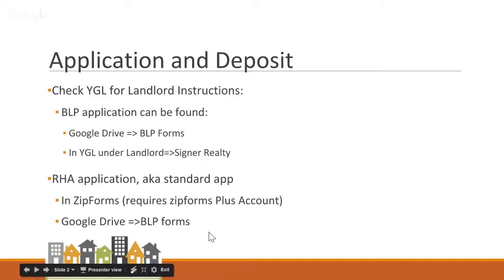RHA applications will be requested, and many open listings are going to want to use either their own application or an RHA application. BLP applications are for our own exclusives. RHA applications, also known as a standard app, are used for the open listings or where the landlords ask for it. Again, check the landlord instructions in You Got Listings before you start completing an application. You want to make sure you're following what they're asking for, because a lot of these owners will hold up your application and won't accept your applicant if you don't follow their process.